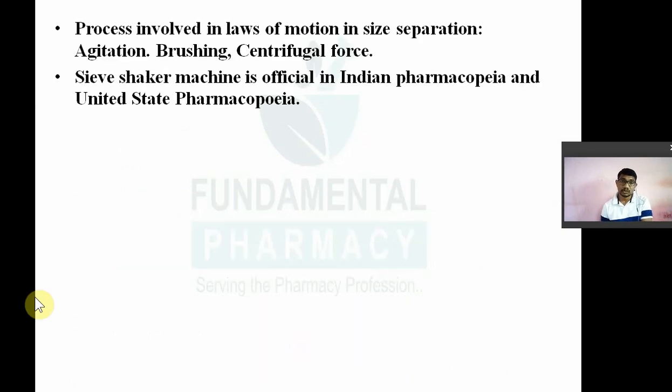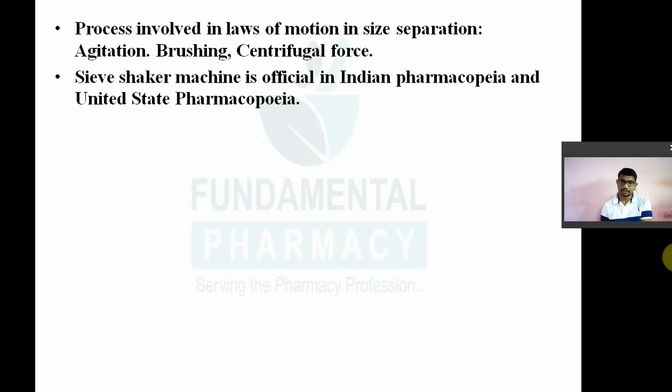Okay, the forces or the process involved in the motion in the size separation. कितने टाइप के मोशन होते हैं? एजिटेशन होता है साइज सेपरेशन में. मतलब आपने अगर सीव में पाउडर ले लिया और आपने उसको शेक ही नहीं किया तो कैसे होगा साइज सेपरेशन? ठीक है, so agitation is required, then gyration is also there, then brushing, centrifugal force, that is the forces involved in the motion of size separation.